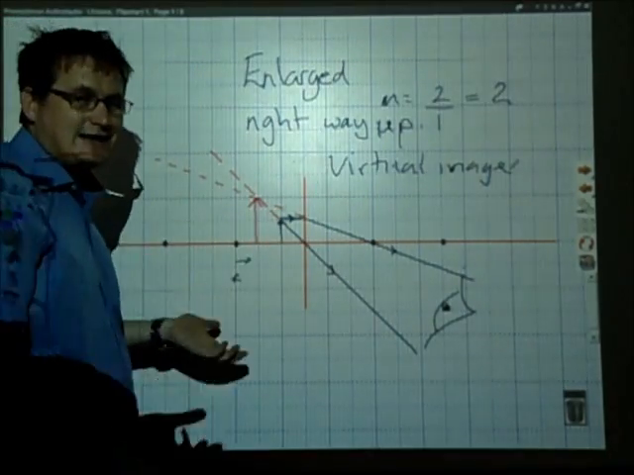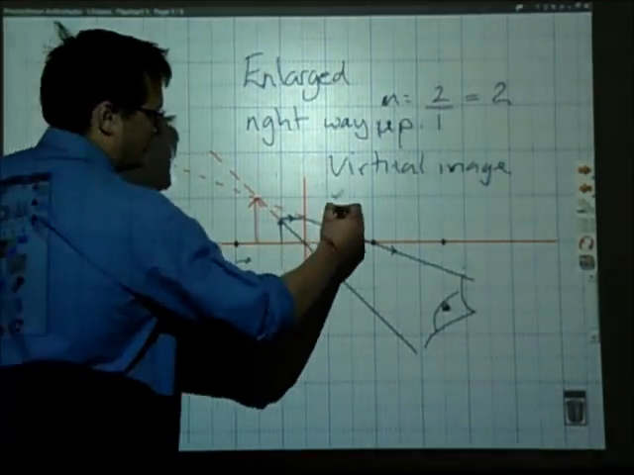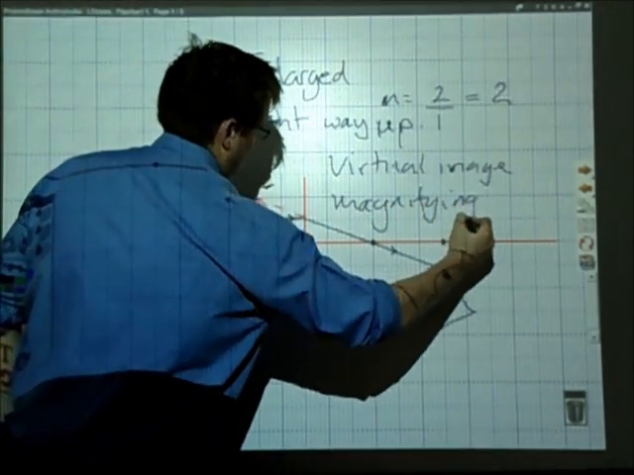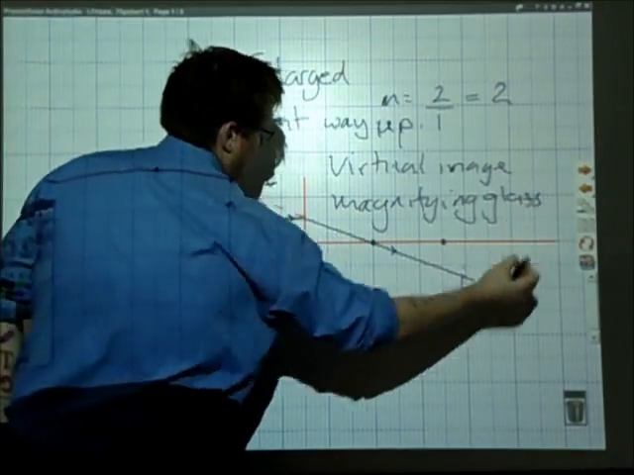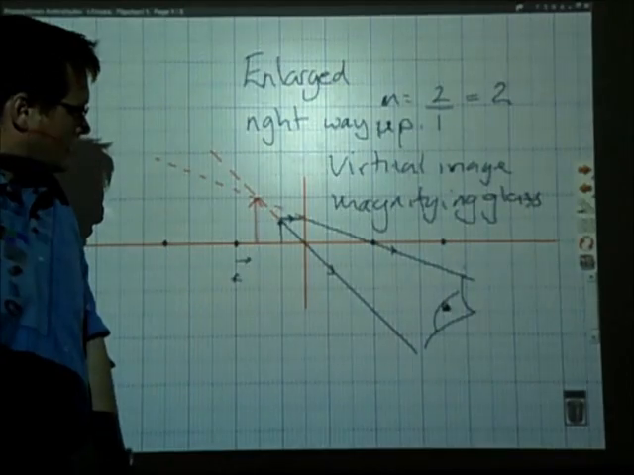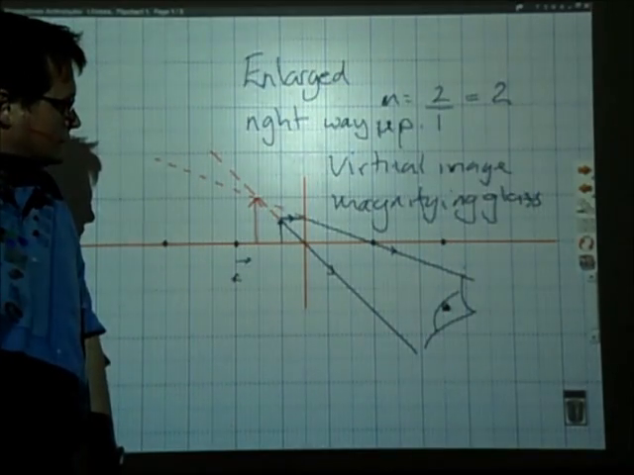And what is this an example of? Well, clearly it's a magnifying glass. So there's my magnifying glass. That's how to draw the ray diagram for a magnifying glass.